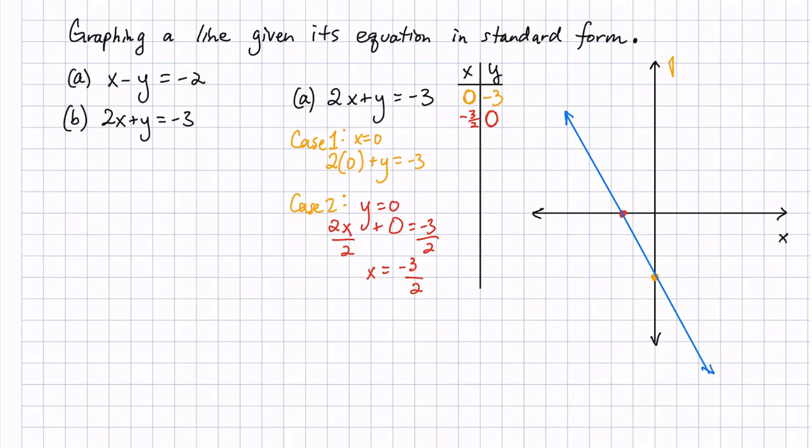Put arrows at the end, and let's label our line. Our line is 2x plus y is equal to negative 3. Don't forget the little arrows at the end. And there you go. You graphed an equation in standard form, and this is a straight line.